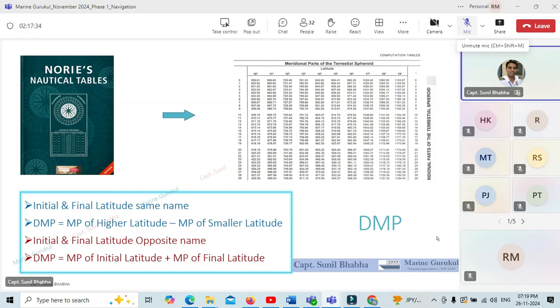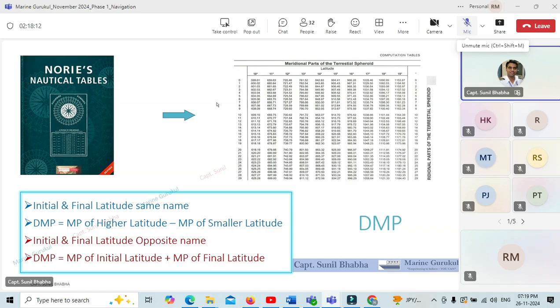Any doubts now, beta? So the vertical one is the longitude. You mean in the table, beta? Yes sir, in the table. No, in the table, on the horizontal axis you see the degrees, beta: 10 degrees, 11 degrees, 12 degrees. And on the vertical axis are the minutes. Minutes, okay. Right? So let us say, for example, 10 degrees and 10 minutes. The meridional parts will be 609.10. Okay sir.